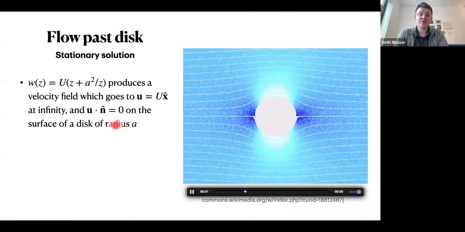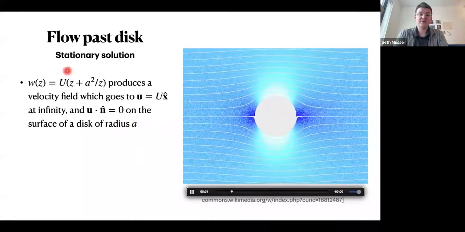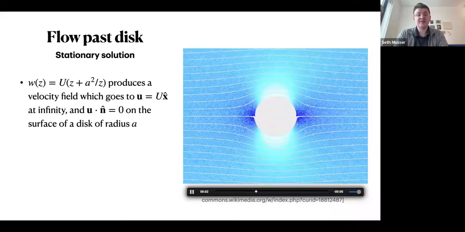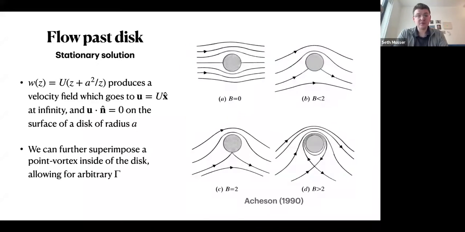So we can write down almost immediately the flow around a disk. There's this potential here, which produces a velocity field that is parallel to the x-axis at speed capital U, and which does not penetrate some disk. So we get this flow around a disk right away. We can further superimpose a point vortex inside of the disk, allowing for an arbitrary circulation around it. So the streamlines here at 0 circulation will just come exactly parallel to the x-axis. And at some finite circulation, they'll curve around the disk.